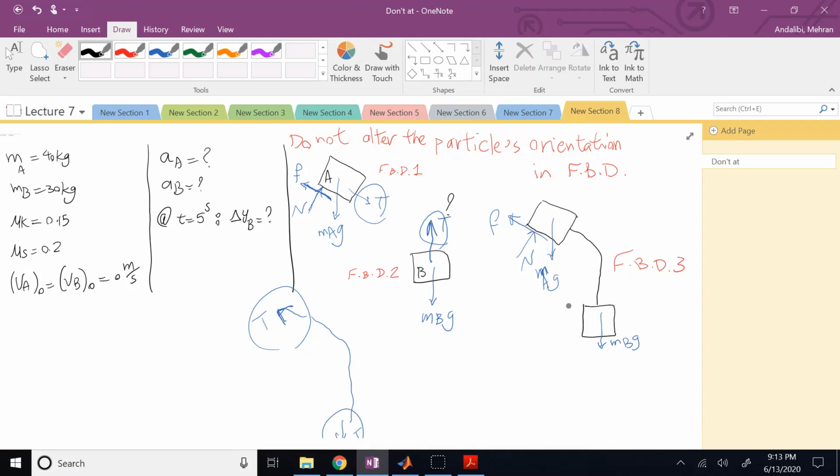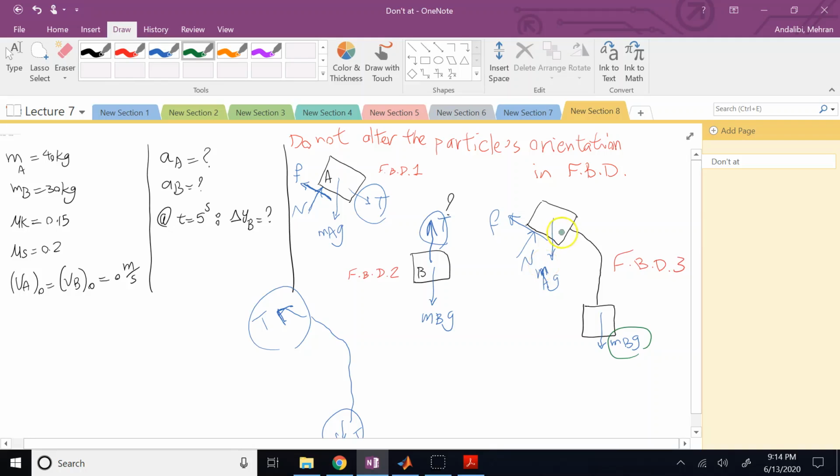So now, the question is, if this system wants to start moving, what is the force that makes the system move in the direction that it wants to move? Well, object B has this much of force to move it in the direction that it wants to go.